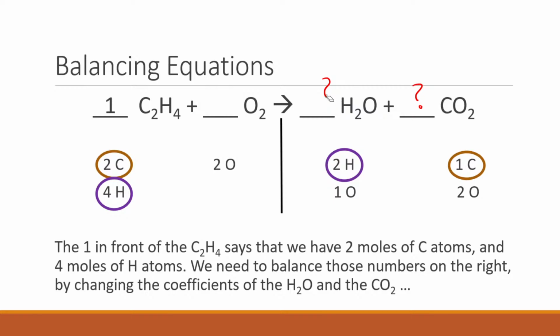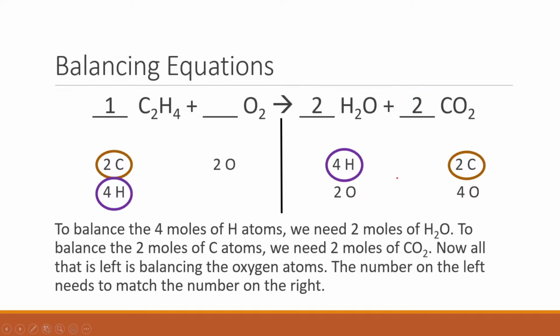In this case, we're looking at a 2 for each of them. 2 H2O's is going to double my numbers here. I'm going to get 4 and 2. 2 CO2's is going to double my numbers here. I'm going to get 2 and 4.